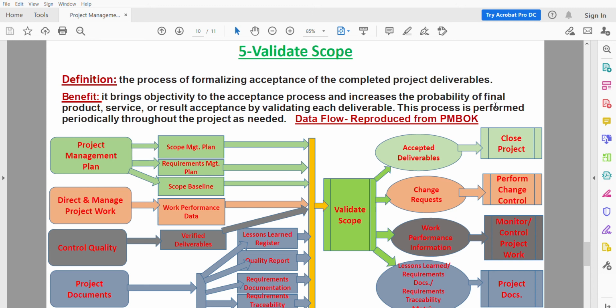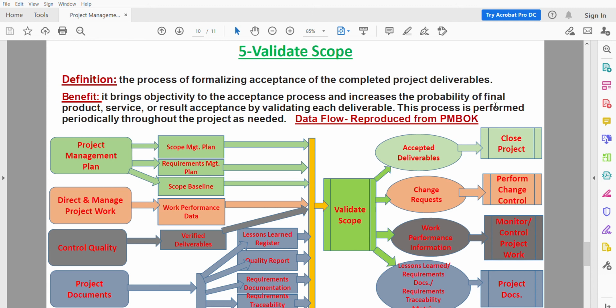The formal documentation received from the customer or sponsor acknowledging the formal stakeholders' acceptance of the project deliverables is forwarded to the close project or phase process. And we talked about this phase before, the close project.